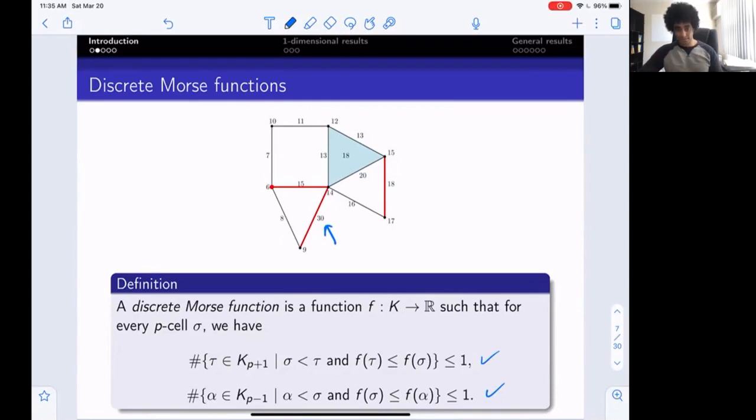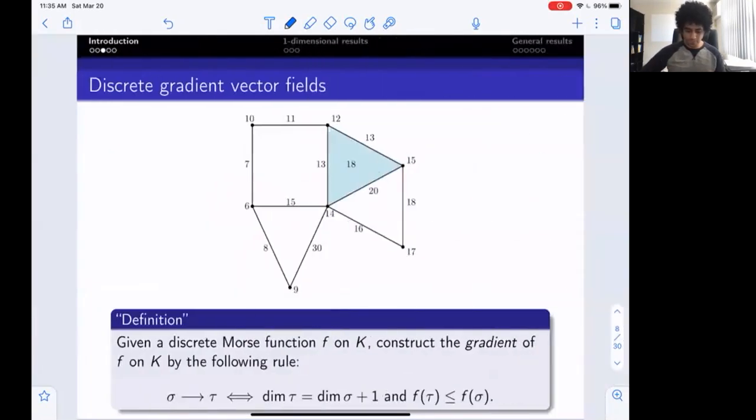So this is the definition of a discrete Morse function. We won't be dealing too much with seeing all these numbers. We'll be mostly dealing with the gradients that they induce. So how do we get a gradient from a discrete Morse function? Well, here's the same exact function from before.